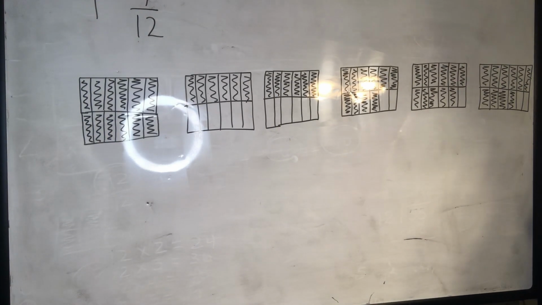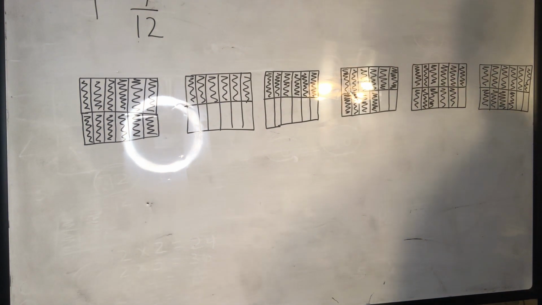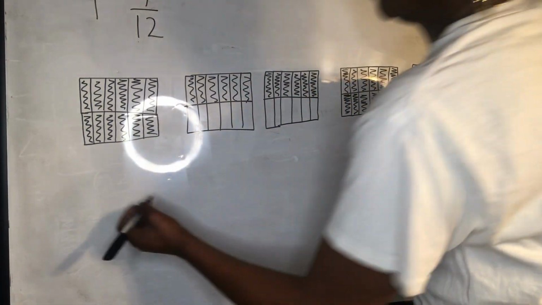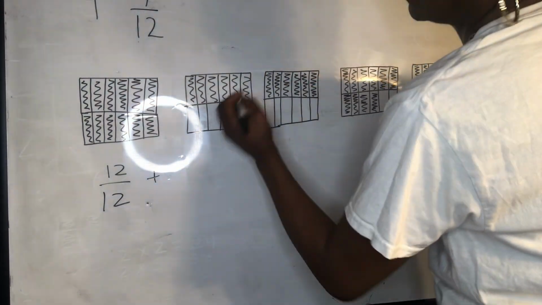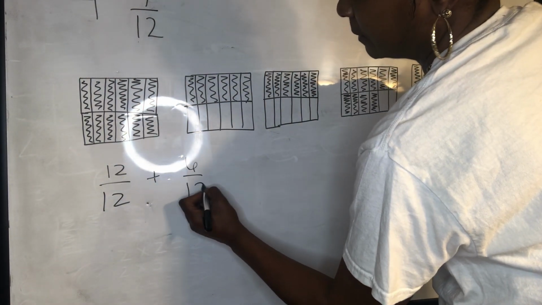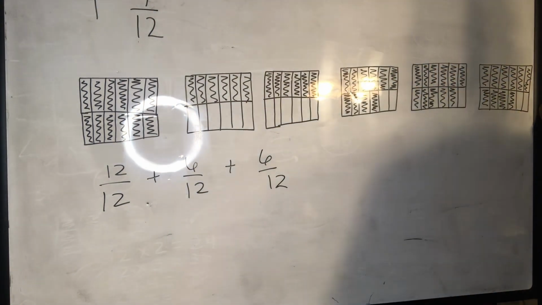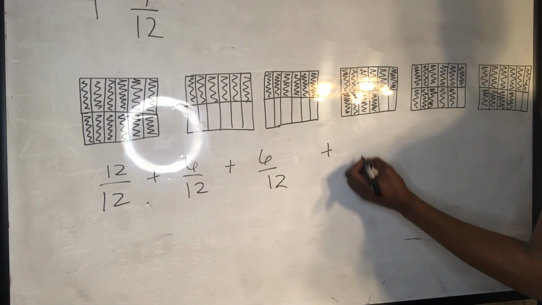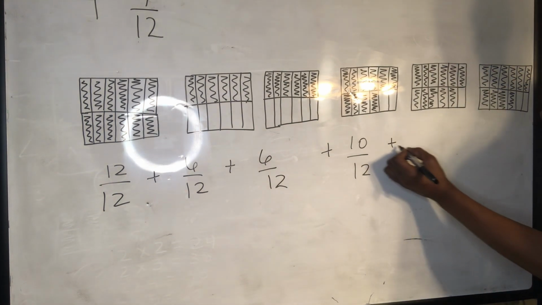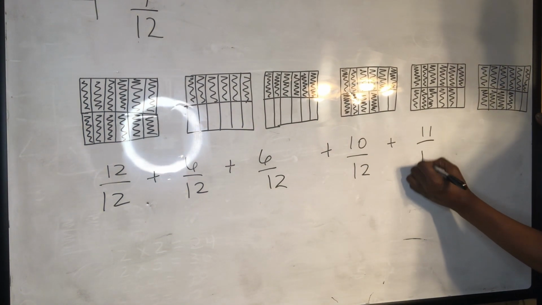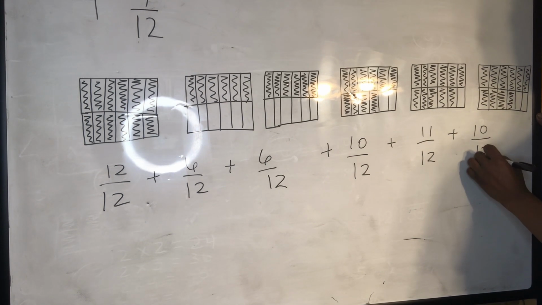All right, guys, so I've already drawn my 12s. So we are just going to label them. This is 12 over 12 plus 6 over 12 plus 6 over 12 plus 10 over 12 plus 11 over 12 plus 10 over 12.